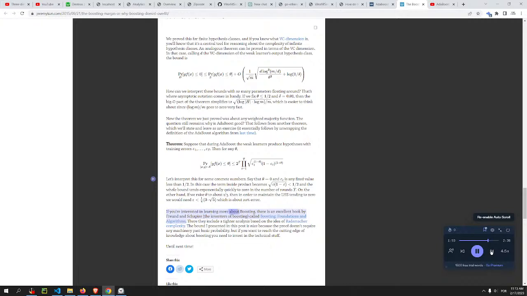If you're interested in learning more about boosting, there is an excellent book by Freund and Schapire, the inventors of boosting, called Boosting: Foundations and Algorithms. There they include a tighter analysis based on the idea of Rademacher complexity. The bound I presented in this post is nice because the proof doesn't require any machinery past basic probability, but if you want to reach the cutting edge of knowledge about boosting you need to invest in the technical stuff.